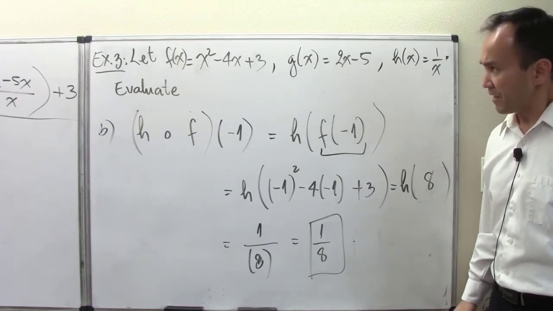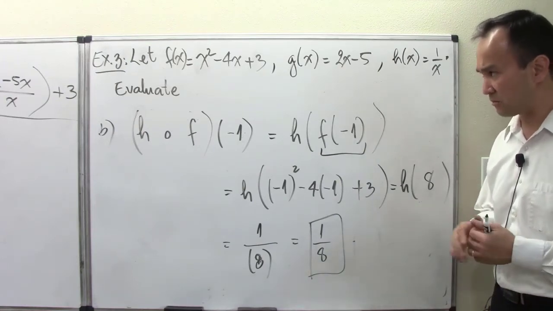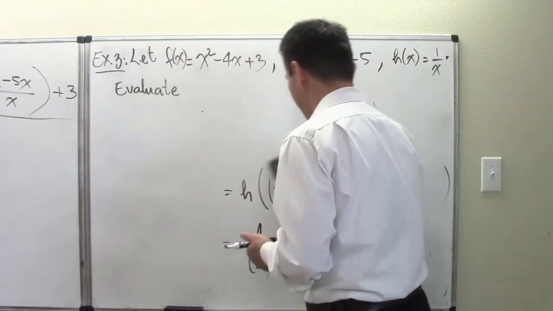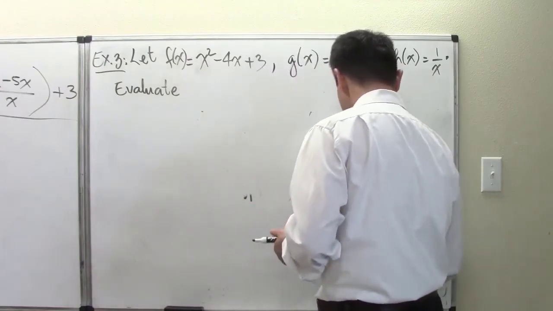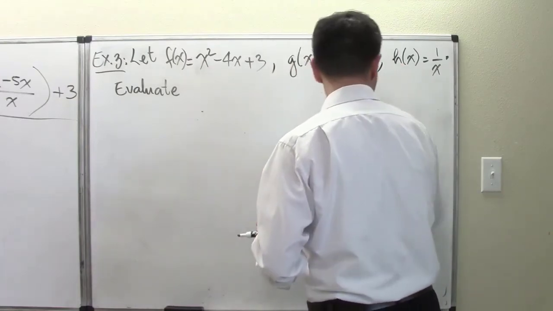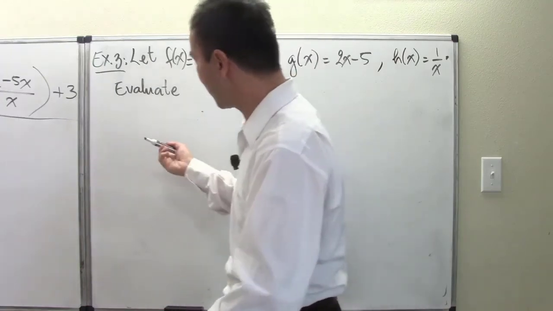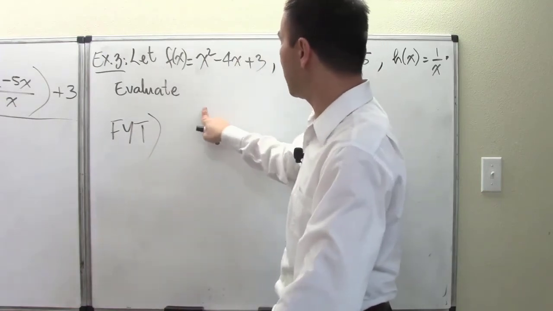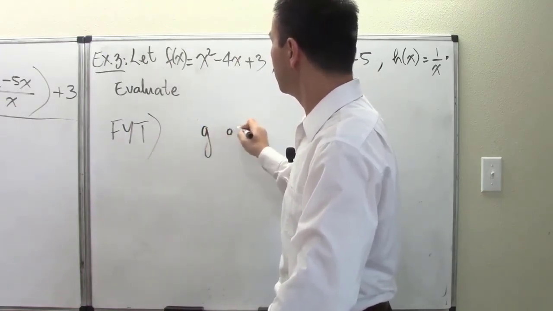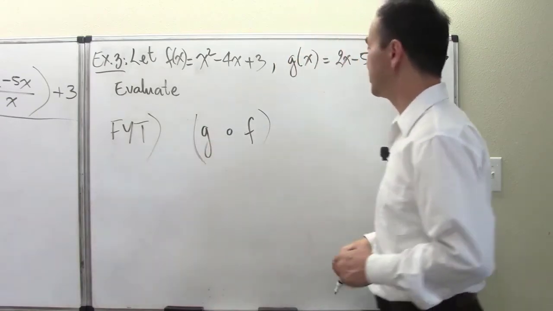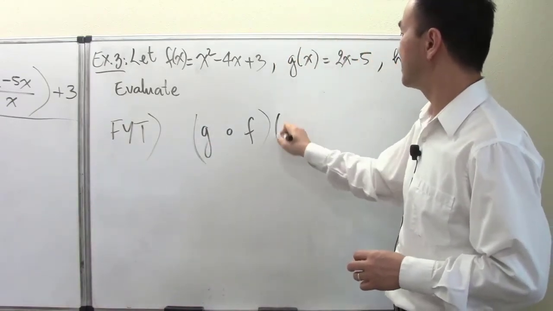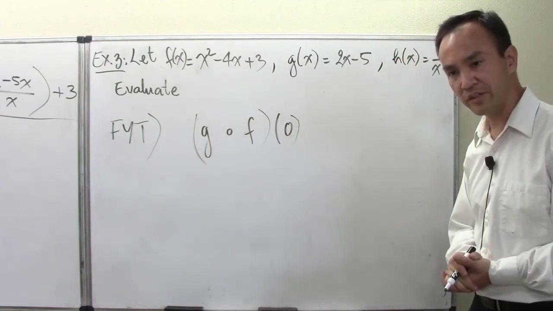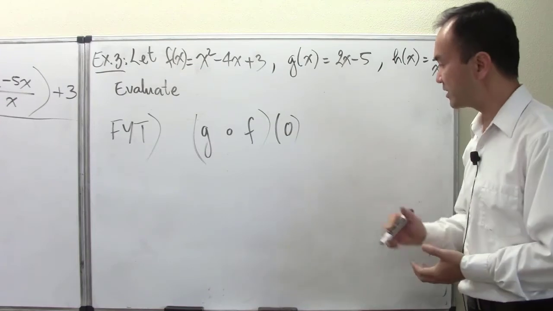And so right in this example 3 right here, I can put in a try-it-yourself for you to try independently. So let's look at g of f of 0. G of f of 0. All right, so go ahead and spend some time.